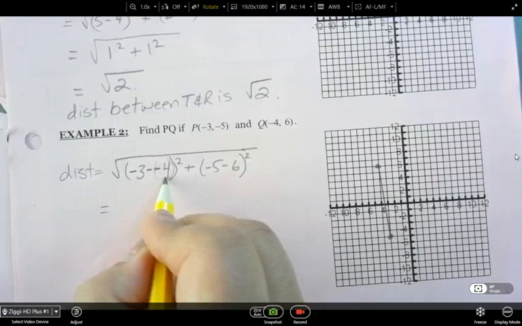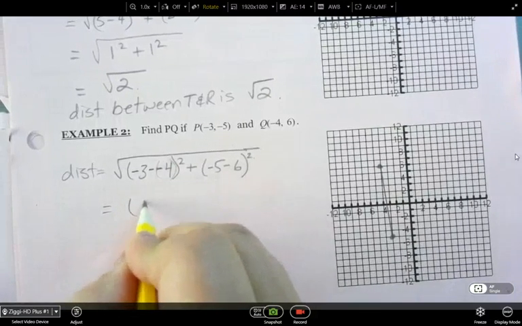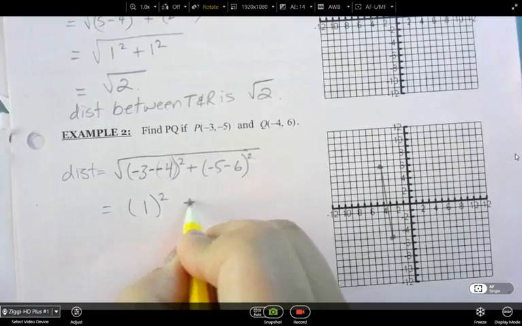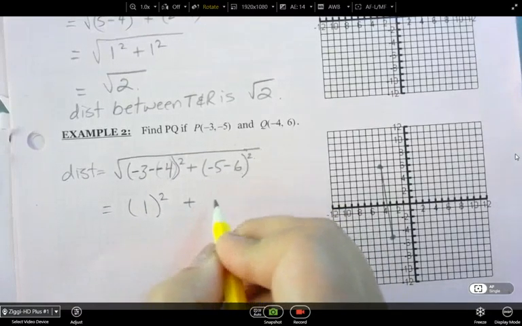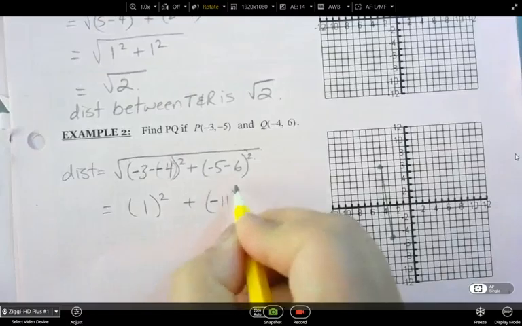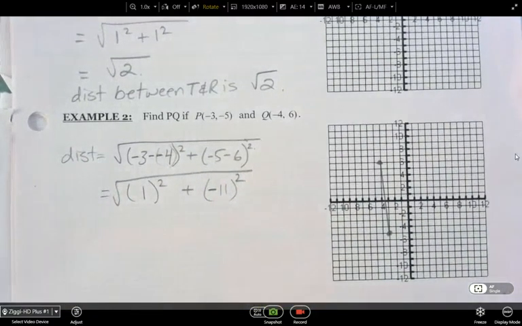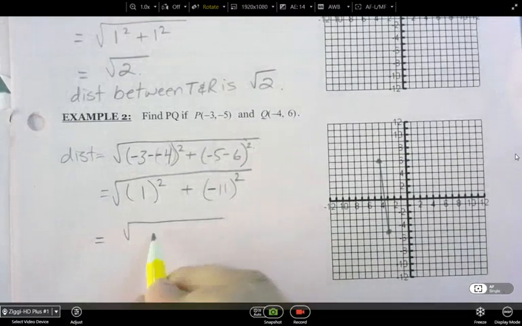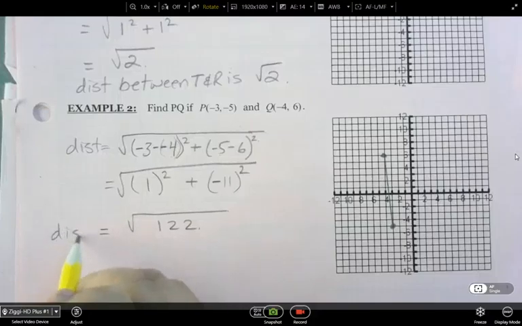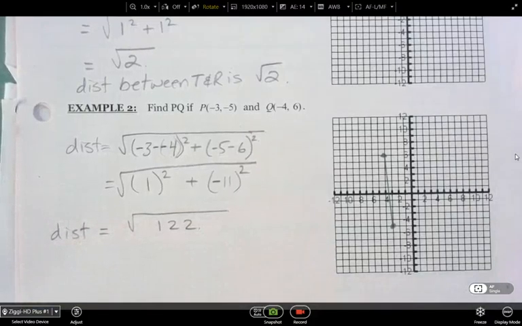So what does that give me? 1. And this is going to give me negative 11. Okay, square each of them, and then add them together, and square root it. Square root of 122. Okay, so that's my distance.